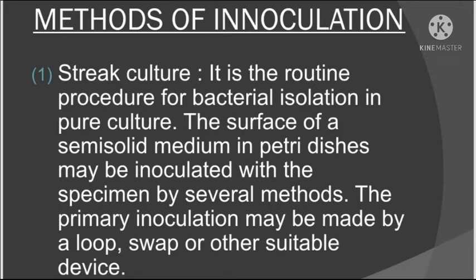Methods of inoculation: streak culture. It is the routine procedure for bacterial isolation in pure culture. The surface of a semi-solid medium in a petri dish may be inoculated with a specimen by several methods. The primary inoculation may be made by a loop, swab, or other suitable device.